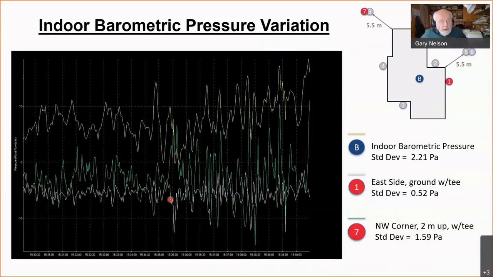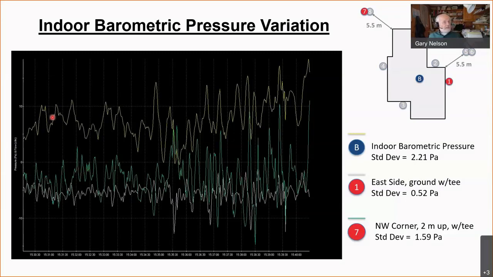A quick note about the barometric pressure. This yellow line is the barometric pressure fluctuations. Of course, the barometric pressure is actually 100,000 or so pascals higher than this, but I'm subtracting that off so that we can see the fluctuations on the same scale. And this is that same 10-minute period of time that the table of results was for. The white line is the lowest standard deviation measurement location. The green is the highest standard deviation pressure measurement location.